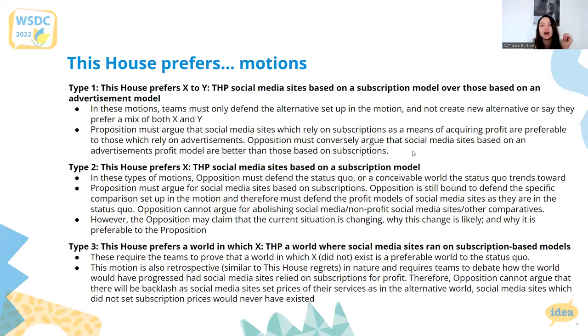Okay, so now let's go to this House prefers motions. There are some kinds of this House prefers motions here. The first kind would be this House prefers something over another thing. The example that we have here is this House prefers social media sites based on a subscription model over those based on an advertisement model. So this is specifically comparing just the two examples.